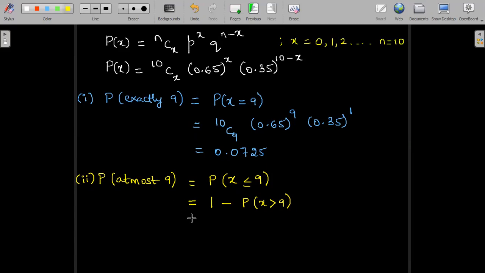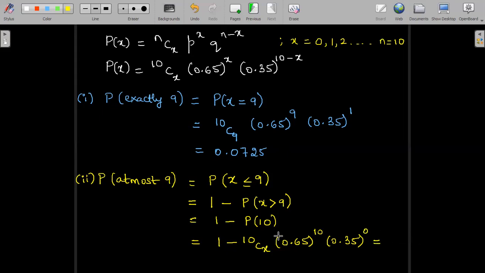So this becomes easy for us now to understand and write it down as 1 minus probability of x greater than 9, which means it should be x is equal to 10. And now the simplification is easier. So this is 1 minus p of 10. P of 10 means substituting x is equal to 10 in the binomial distribution. So we get 10c10 0.65 whole power 10 into 0.35 whole power 10 minus 10. 10 minus 10 is 0.